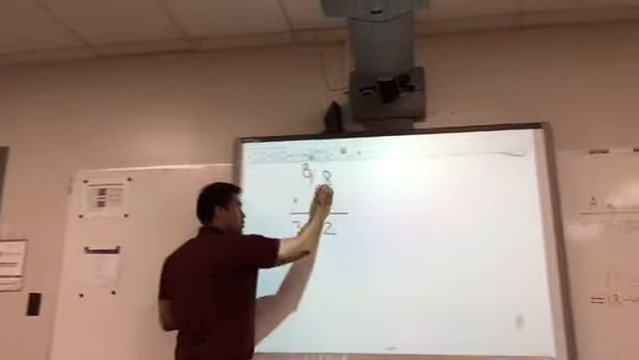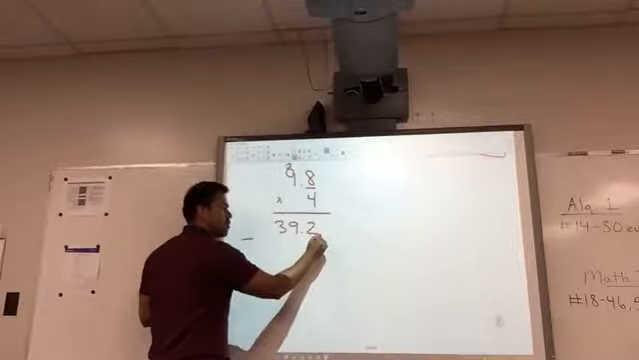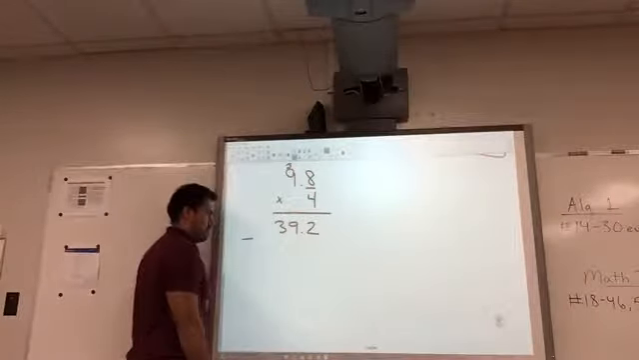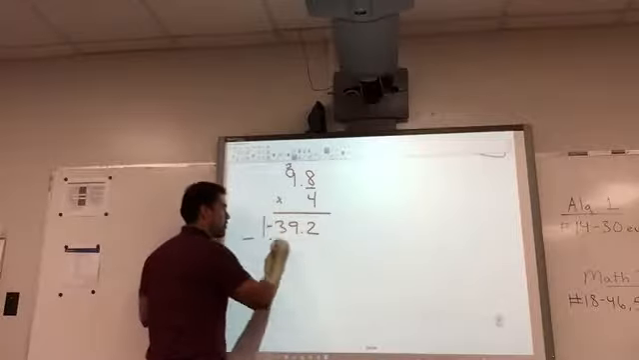In between 9 and 2, because there's one decimal place value here. So starting with the right, you go 1 over to the left. All right, so negative 39.2.